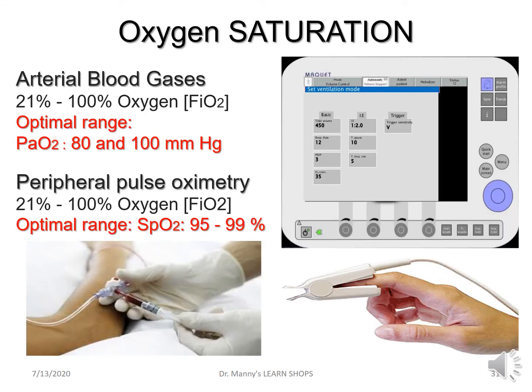We still have an oxygen saturation, and patients who are on mechanical ventilation require continuous pulse oximetry, which is measured peripherally in the SpO2. And they typically get an oxygen percentage of around about 21 to 100%, depending on their condition. And the optimal range that we want to aim for when we're measuring the effectiveness of oxygenation is a range between 95 to 99%.